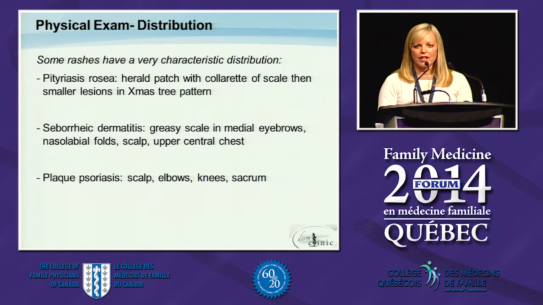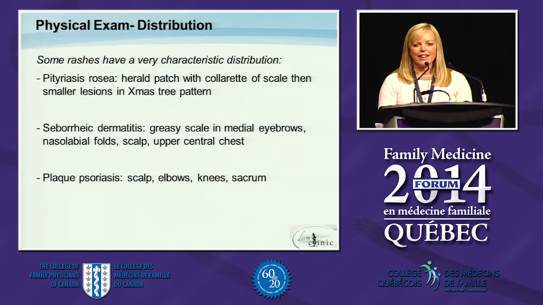Some rashes have a very specific distribution that really helps you. So pityriasis rosea, I suspect you folks see a lot more often than I do because it takes them a bit too long to get in to see me, and it's gotten better. But they have that very classic truncal distribution with the herald patch and the Christmas tree pattern. Seborrheic dermatitis is often very classic, whether they have all of the signs or not: scalp, medial eyebrows, nasolabial folds, beard area, upper chest.